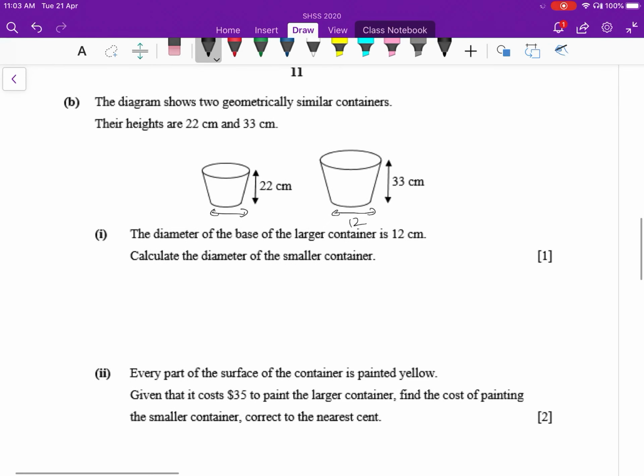We will then use small over big equals small over big again, which is 22 over 33 equals to small, which I don't know, x, over the big one, which is 12. I will then proceed to cross multiply. 22 times 12 will give you 264 equals to 33x. x is equal to 8 cm.